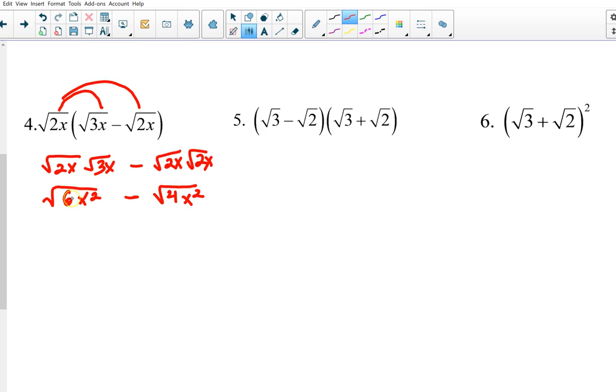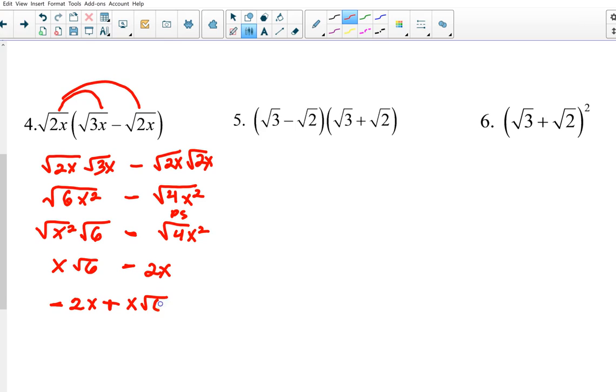We now can simplify. This simplifies into square root of x squared, that's our perfect square piece, times square root of 6. The whole thing is perfect square, so we don't have to worry about simplifying that. This becomes x square root of 6 minus 2x. And we're just going to reorder this because we normally put the radical piece second. So this becomes negative 2x plus x rad 6.